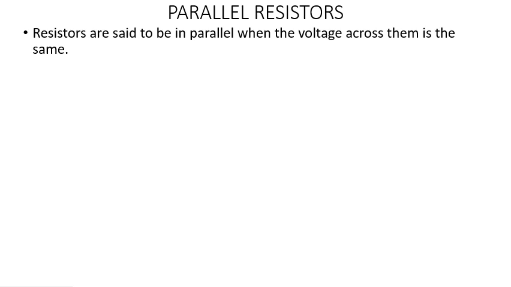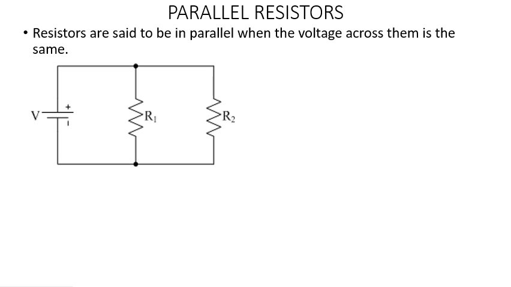Parallel resistors. Resistors are said to be in parallel when the voltage across them is the same. That's the basic definition for resistors in parallel. So I want to show you some ways that you can easily identify resistors in parallel, so that you will not waste time. So let's say they give you a circuit like this. This is how I easily identify my resistors in parallel.